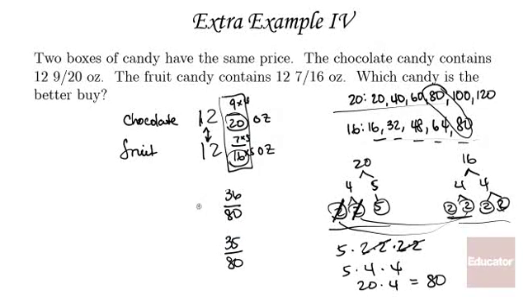And as you can see, they're very, very close in fractions. So 36 is larger than 35. So the better buy, if you wanted to have more ounces per cost, is going to be the chocolate. The chocolate is the better buy.